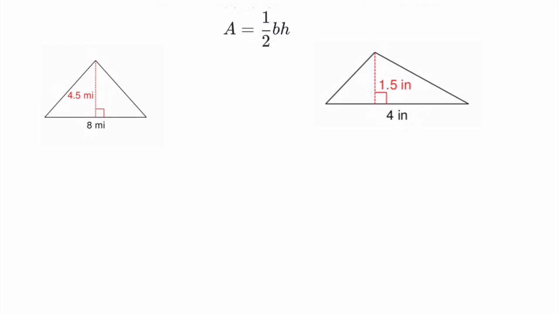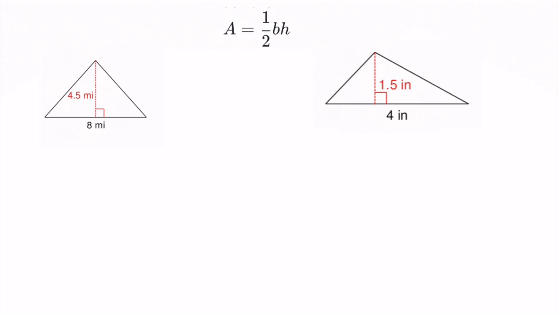So now we're going to look at the area of triangles. In regards to perimeter of triangles, it's going to be the same with anything. You just add up all of the sides. So we're not even going to review that. We're just going to talk about area. So the formula is area equals 1/2 times base times height.